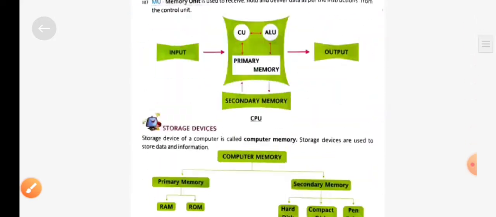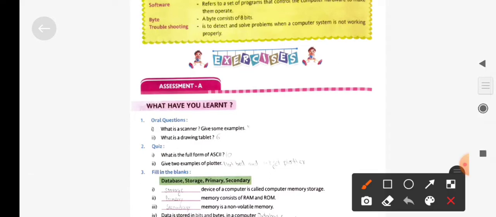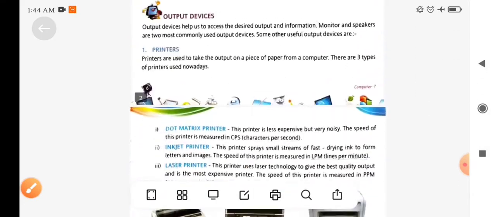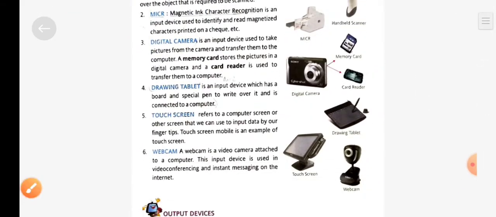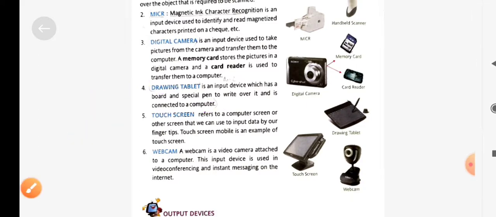Now for the second question, see what is the second question we have. What is a drawing tablet? So for this you have to open page number 6. Over here you can see the fourth point. Start writing from the first word. Drawing tablet is an input device which has a board and special pen to write over it, and it is connected to a computer. You have to write down the second answer. Fine, this is your second answer. Now with this our oral questions are over.